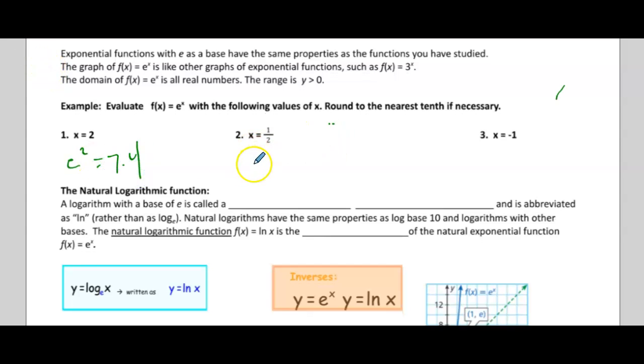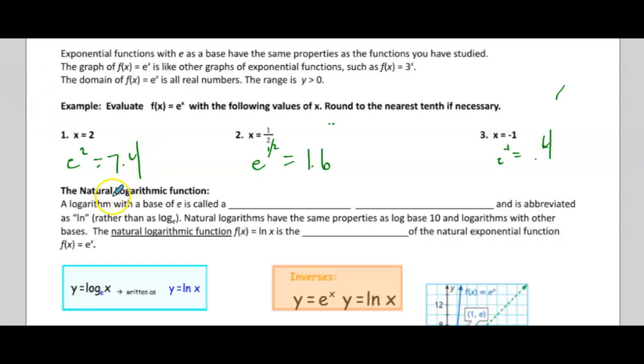Now you would do the exact same thing right here. You'd have e to the 1/2, and you'd punch that in the calculator, and that'll give you 1.6. And then you do e to the -1 as well, and that'll give you 0.4. So again, all you do is plug these into the calculator and evaluate it. Let the calculator work for you.